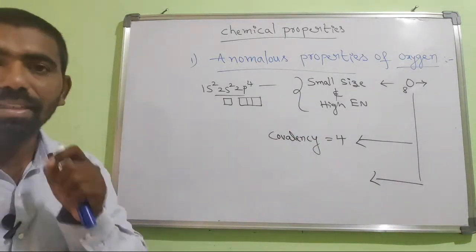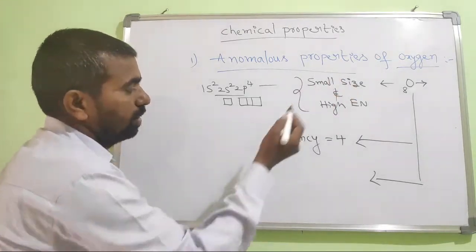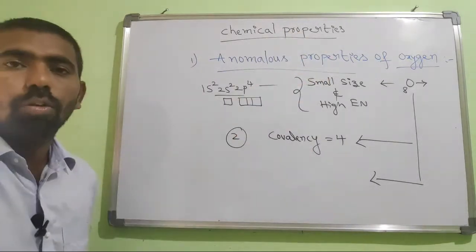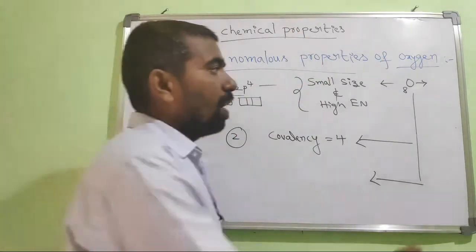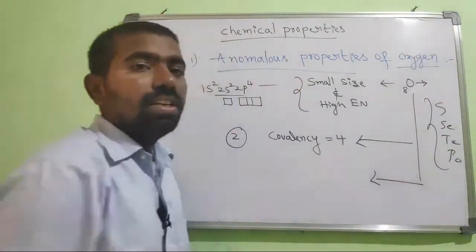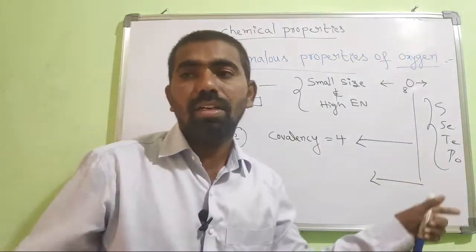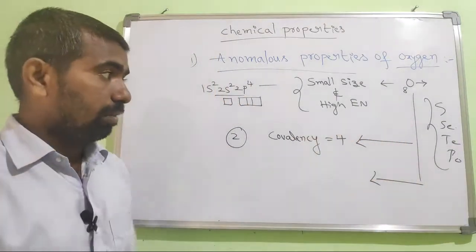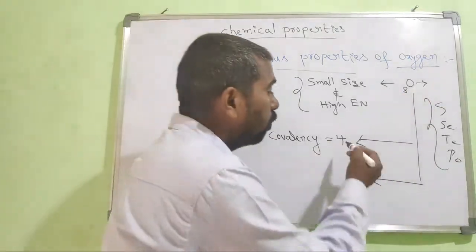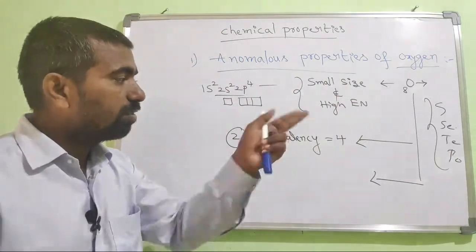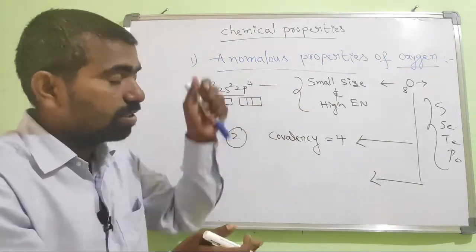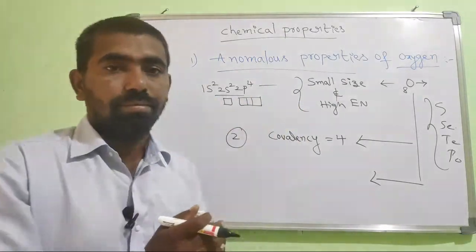But practically its covalency is equal to only 2. That is about the covalency of oxygen. But in the case of other elements, sulfur, selenium, tellurium and polonium, these elements have d orbitals in the valency shell. So that's why they exhibit covalency more than 4. That is about the difference between oxygen and other elements in group 16 in the case of covalency.